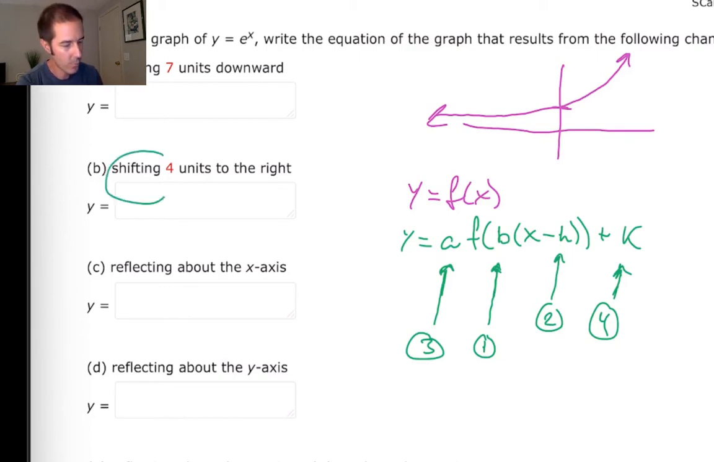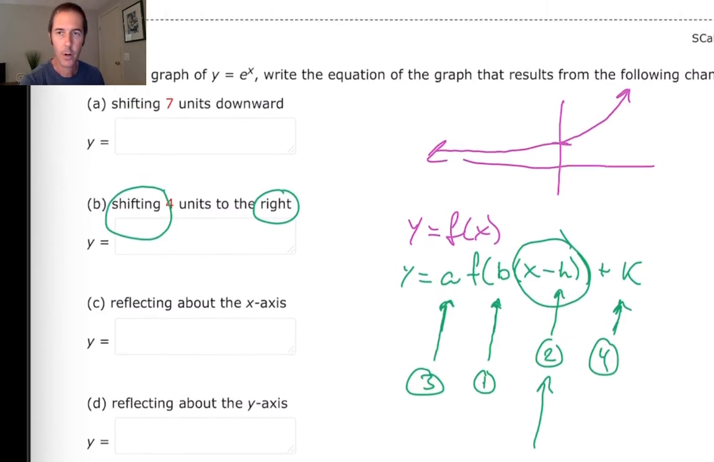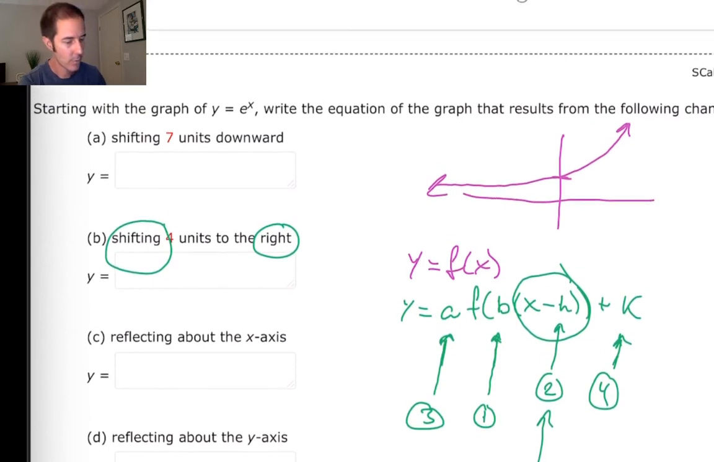This is your shifting 4 units, and it's going to the right, which is a horizontal shift, which means we're looking at an h value. And if it's 4 units to the right, is this going to say x plus 4 or x minus 4? Don't forget, if it's inside the parentheses, it's counterintuitive. So if it says 4 units to the right, which is in the positive direction, it actually needs to say x minus 4.